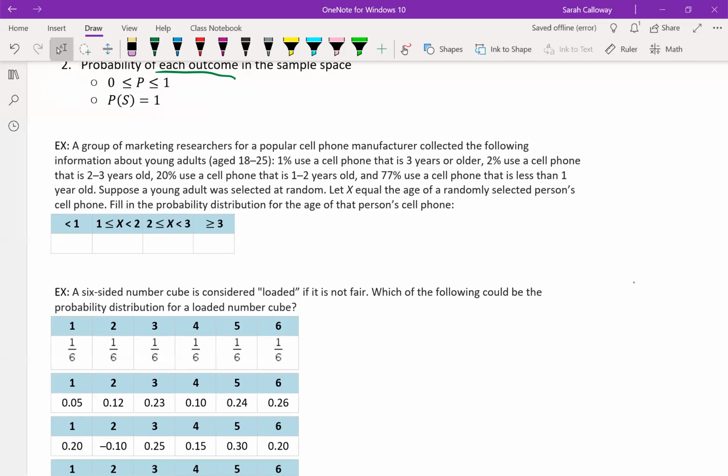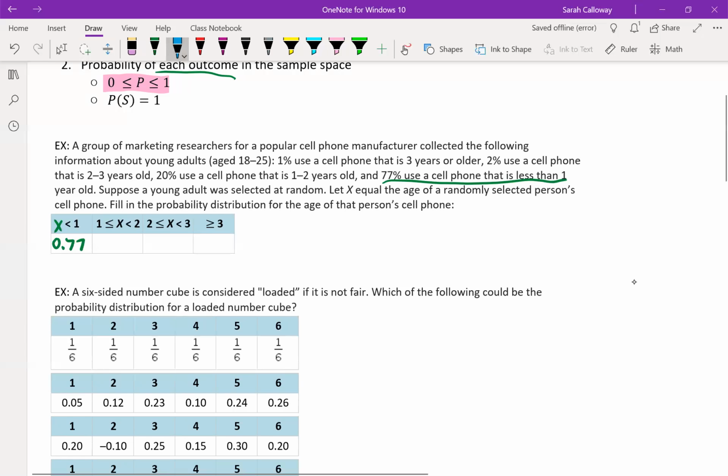Suppose a young adult was selected at random, let X equal the age of a randomly selected person's cell phone. So they're telling you here essentially, X is less than 1, so that would be 77%. Again, in a probability model, we want to change that to a decimal because it needs to be a number between 0 and 1. If we change 77% to a decimal, that's 0.77.